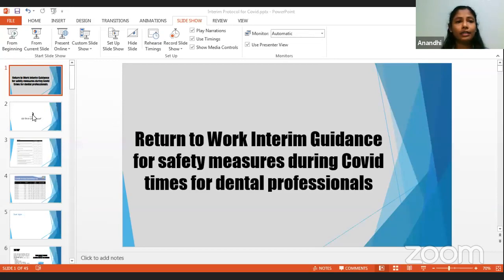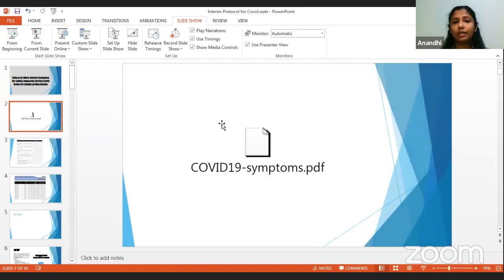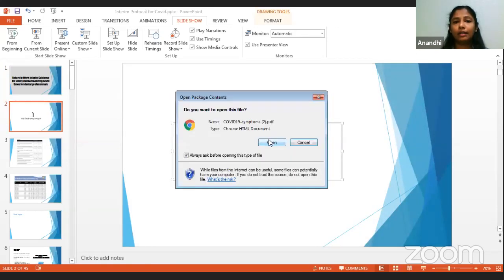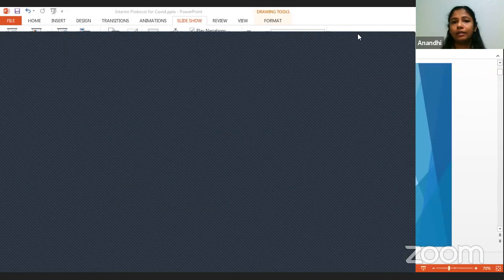So let's start with saying what is COVID, and what are the symptoms? How do we know? So we start with that. The symptoms of COVID include cough, shortness of breath or difficulty in breathing, fever and chills, muscle or body aches, vomiting or diarrhea, and new loss of taste or smell.